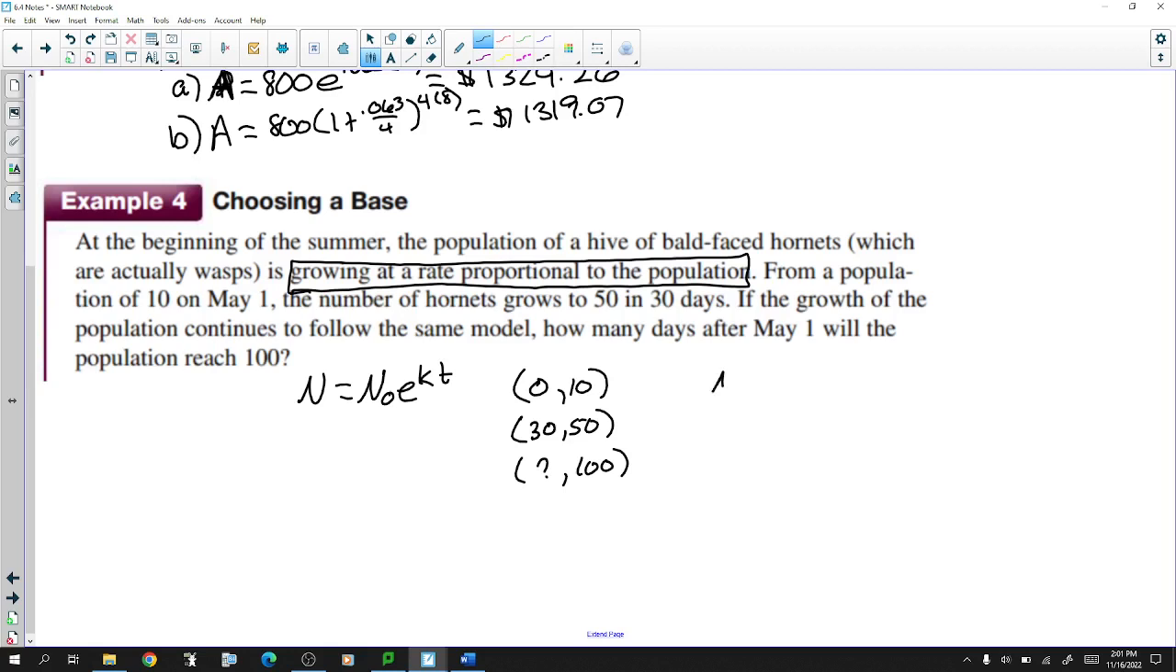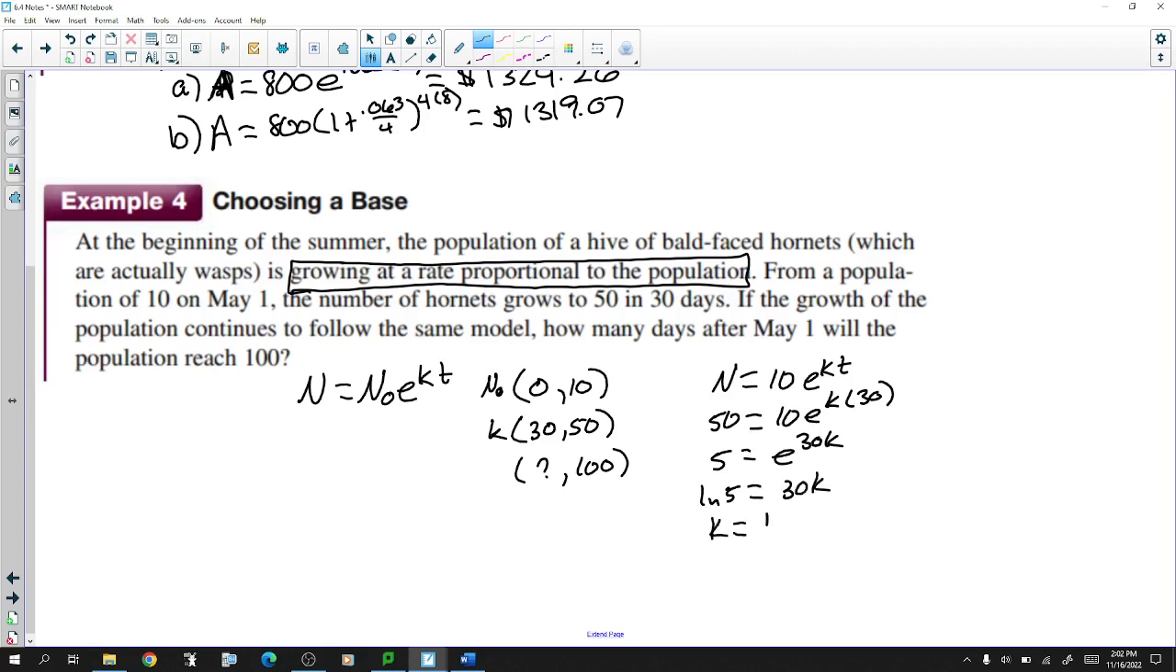Well, we know the initial population. We know that's 10, e to the kt. Now this allows us to find the k. So 50 is equal to 10 e to the k times 30. So we divide by 10, take the natural log of both sides, and divide by 30. So that is 0.053. But we're going to use the value that's sitting in the calculator. We're not going to actually use this rounded answer. We're just going to write that one down to represent what is in the calculator.